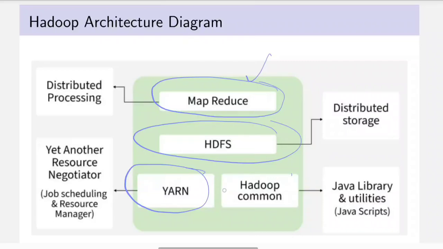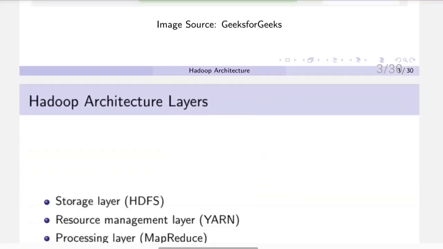And Hadoop Common, if you see here, supports everything. It works on Java libraries and utilities, and Hadoop Common supports everything in this particular architecture. So all these components work together like a team. This is about the architecture diagram.